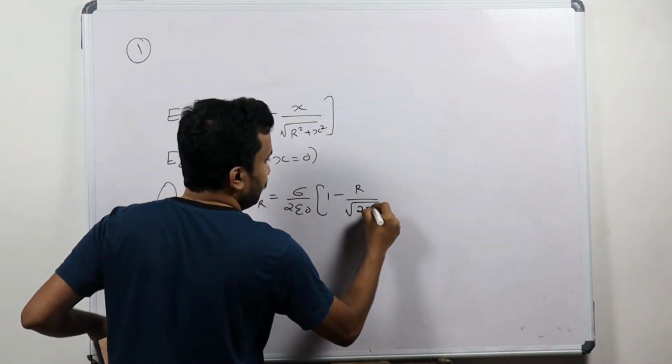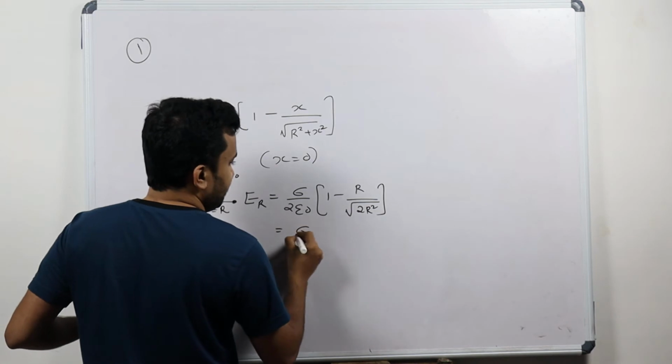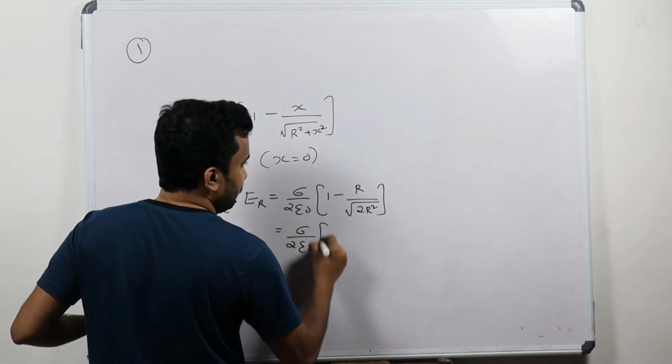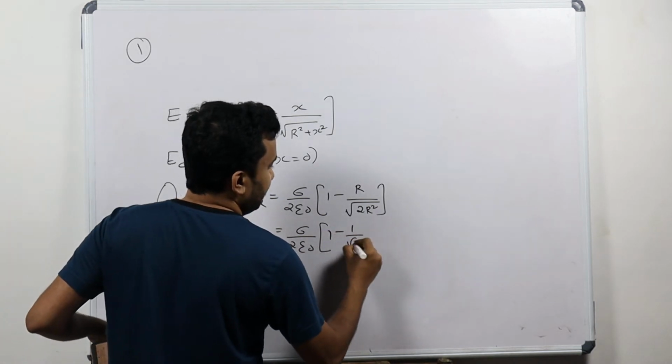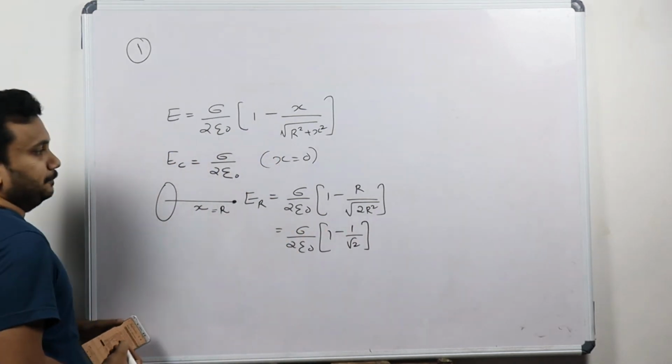What will come? 2 r square. So if you simplify this one, sigma divided by 2 epsilon 0, r and r will cancel. 1 divided by root 2 is the formula we got. Okay.